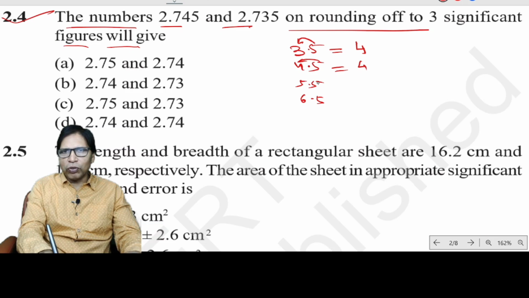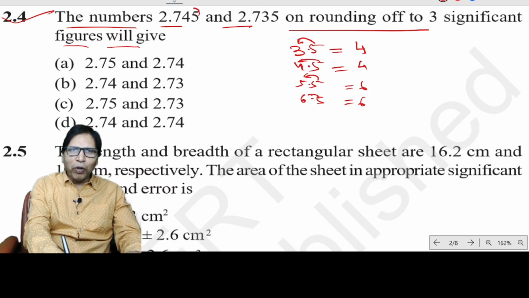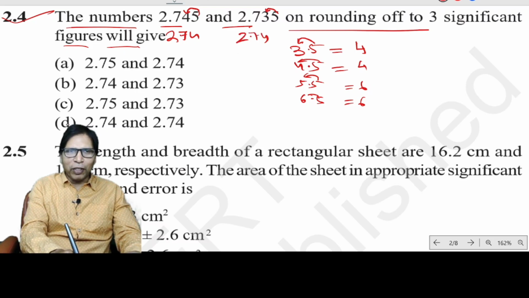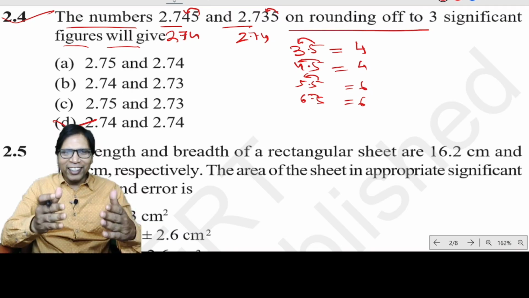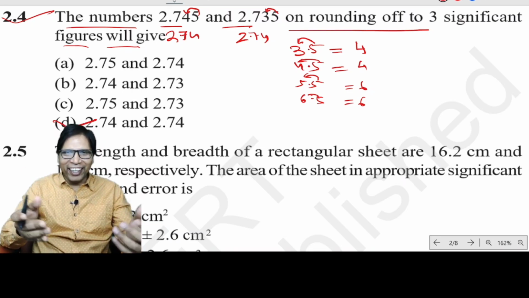This is also 4. Or if an odd number is present, this is 5 plus 1, so this is 6. This is an even number, so this is only 6. So look at this. Here before 5 there is an even number. So this becomes 2.74. Now before this there is a 3, an odd number. So this is also 2.74. So look at this, option D is correct.